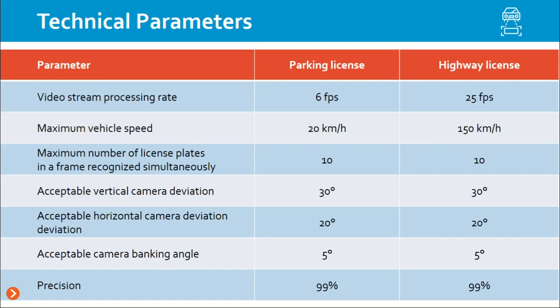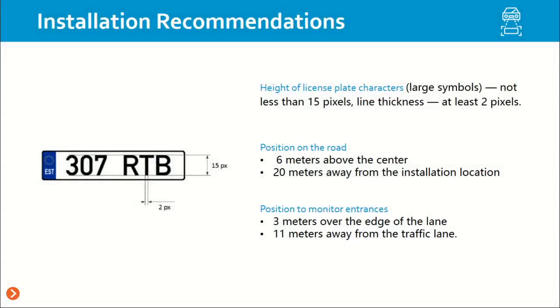Another mode, highway, is used on roads and highways. The analysis requires 25 frames per second, but in this mode a number could be recognized even at the speed of 150 kilometers per hour. Thus, you will be able to monitor traffic not only on the city roads, but also on the highways. Let's consider the issue of license plate recognition accuracy.